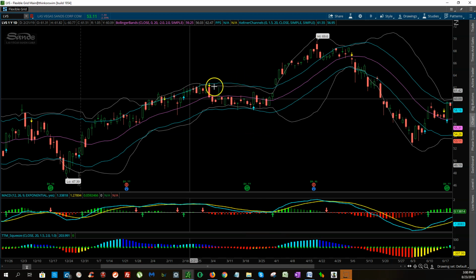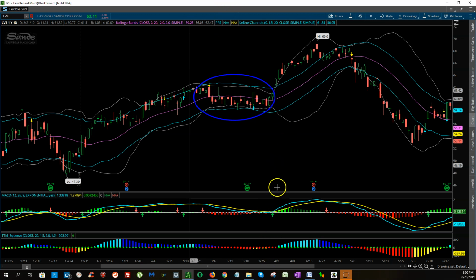Once again, I would make the determination. I would be upside biased just because we're already in an uptrend. MACD right here is still above the zero line, although it has been trending down. It's still above the zero line. So I would be feeling like, man, when we break this area, we're going to get a nice little upside move.